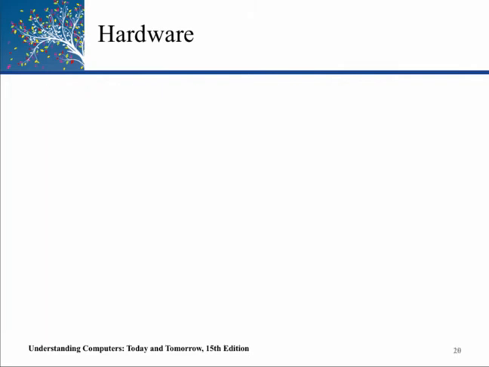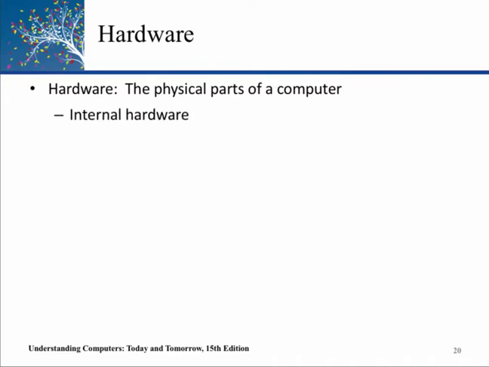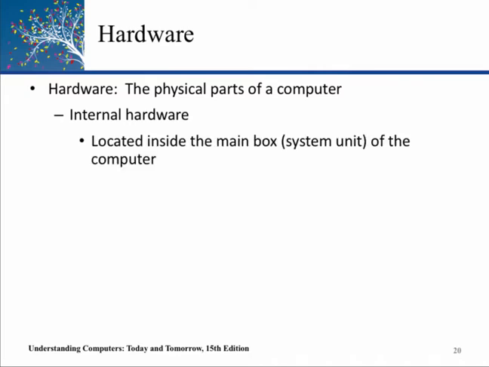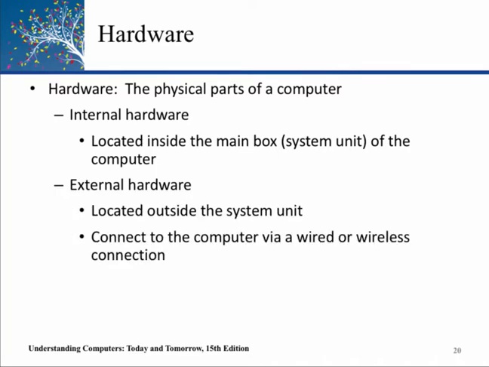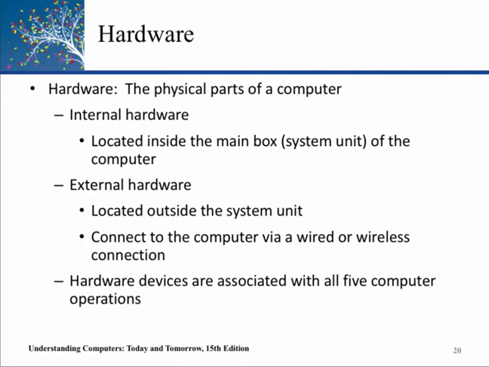So if we dive forward a little bit, the hardware are the physical parts of the computer. Now there's hardware on the inside, that's the internal hardware. It's located inside the system unit, the main box. We have external hardware, which is located outside the system unit, and it connects to the system unit using wires, or sometimes it's wireless. Then finally, hardware devices are associated with all of the computer operations, and we'll talk about that in a little bit as well.